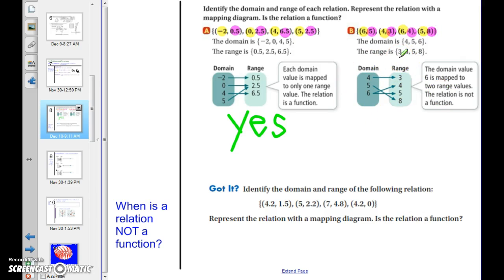This is not a function. Which mama is not functioning very well at this point? Yeah, it's the 6's fault. So the 6, this mama is trying to be at 2 places at one time. So I'm trying to be at Michaela's play and Chelsea's piano lessons. I cannot do that and function at the same time.